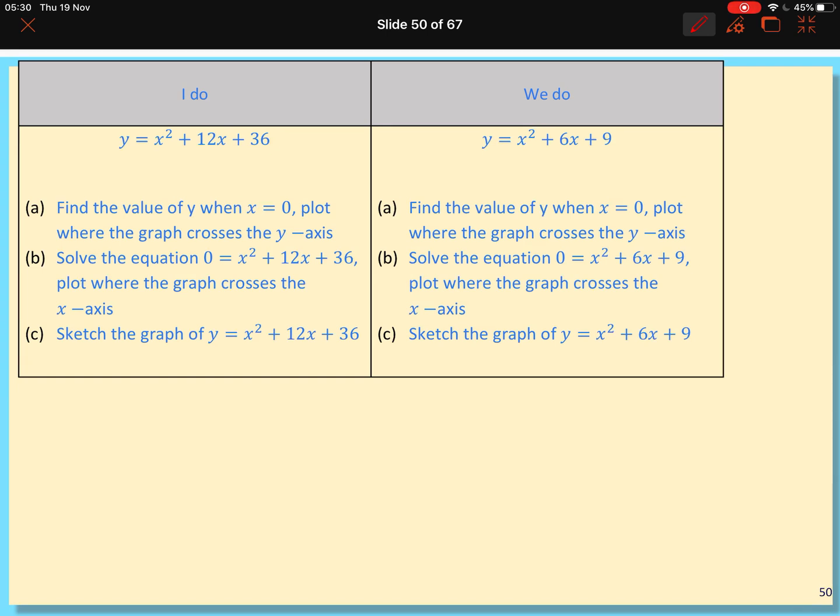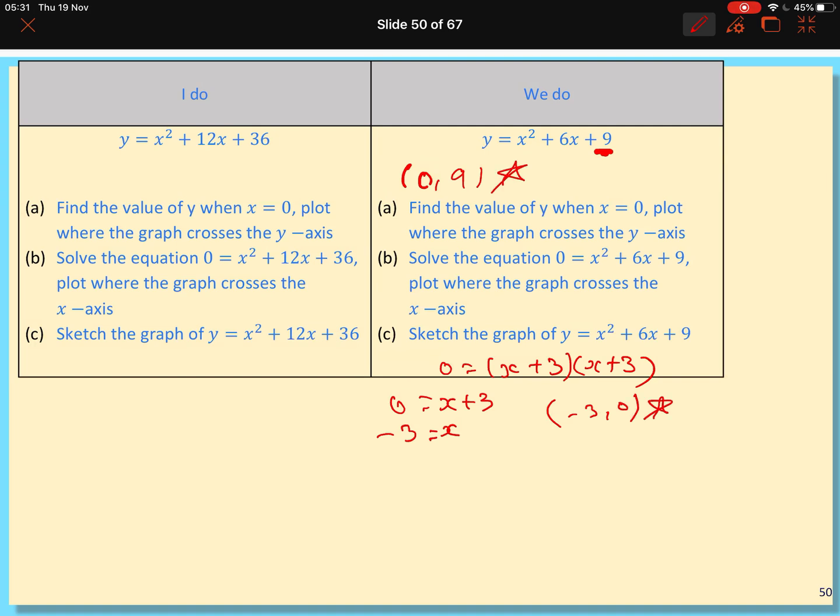Okay, so with this one, the we do, let's mark it now. The y-intercept is going to be 0, 9, because 9 is a constant. When we factorize it, what we end up getting is 0 equals x plus 3, x plus 3, because 3 times 3 equals 9, but when you add 3 and 3, you get 6. Okay, so now we're going to find out what x equals by making each individual bracket equal 0. So x is -3. So our coordinate for that is going to be -3, 0.